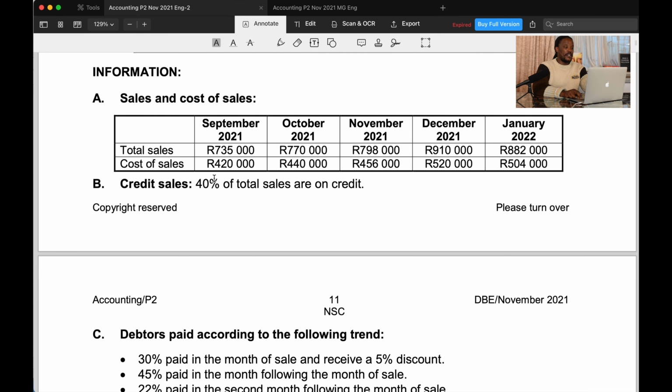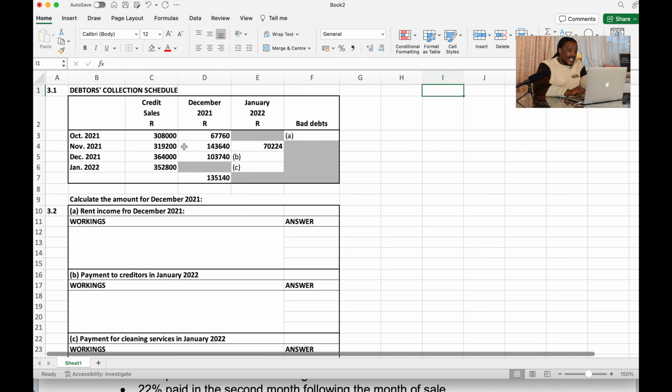It has to do with information. Information is given. Number A, sales and cost of sales. Total sales are given, and mind you, these are total sales, these are total cost of sales. And when we deal with that collection schedule, we know that we are dealing with credit sales. Read the adjustment B. Credit sales, 40% of total sales are on credit. When you look at the answer sheet, it's calculated for us. You can just test one of the amounts, like 364,000, to see if they arrived at 40%.